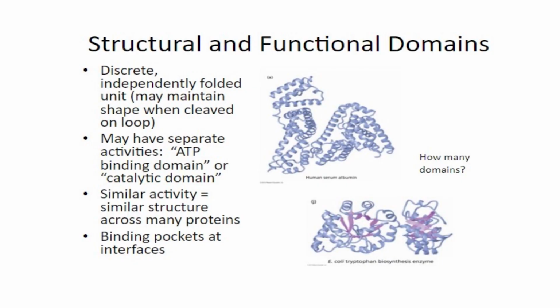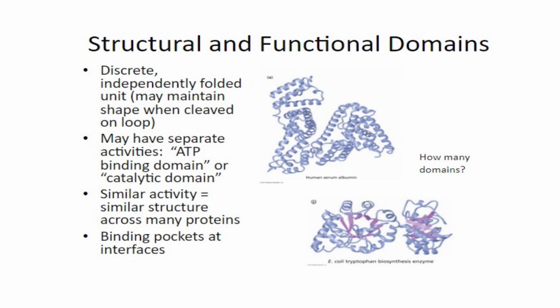So, each domain has the characteristics of a small compact globular protein. It is independent of other domains. Both of the domains, their folding and characteristic features, are independent. The folding of one domain does not affect the folding of another domain. Now, these are the structural and functional domains. They are discrete, independently folded units. So, each domain is a single unit. They maintain their shape when cleaved, which is also a very interesting characteristic.